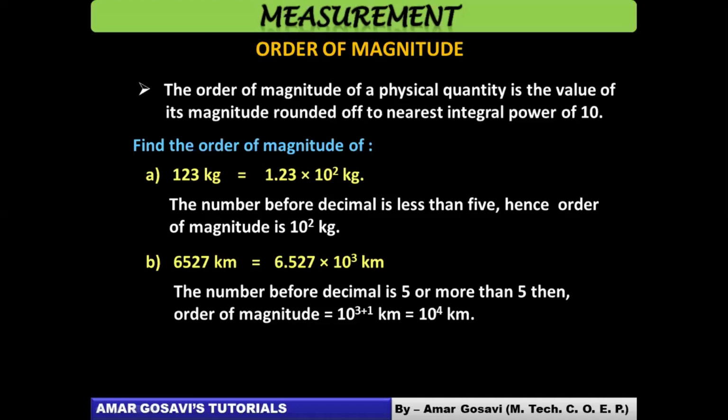Now, first of all, you'll have to put it in a decimal system. Secondly, you have to observe the number before the decimal, whether it is less than 5 or greater than 5, 5 or greater than 5. If it is less than 5, then whatever are the 10 powers would be the order of magnitude. Otherwise, if it is greater than 5 or 5 basically, so 5 is included in that, then you are supposed to add 1 to the power of 10, like we have done over here, you can see, and that gives you the order of the magnitude.